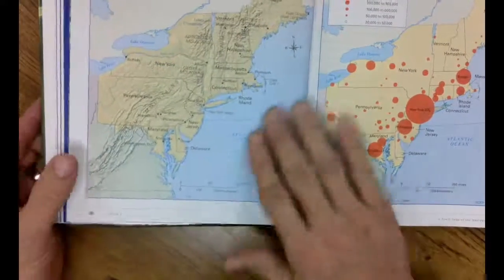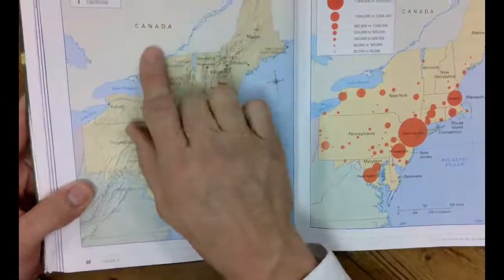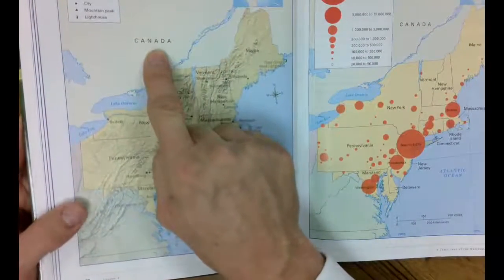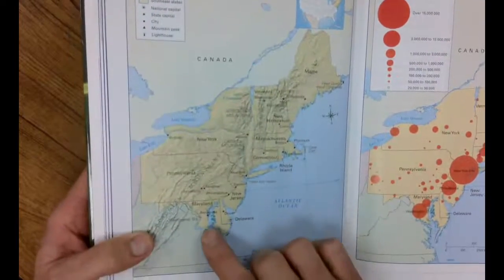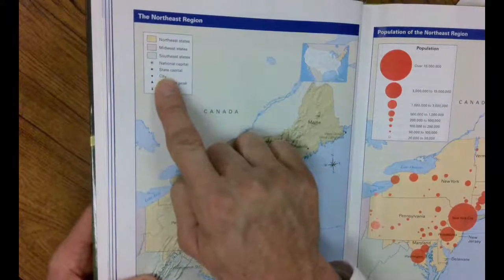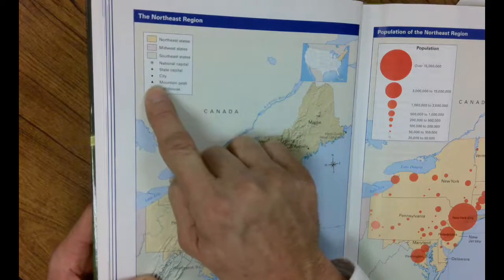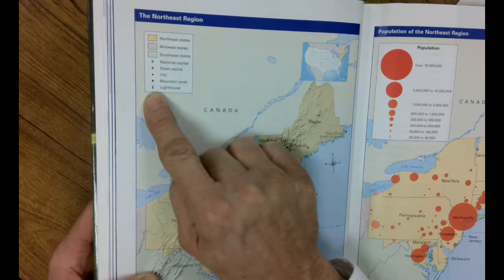The water is blue. You have a couple Great Lakes up here. Notice the Northeast borders another country. That's Canada to our north. We also can see that we have the national capital in this region. It's right here by Maryland. Stars equal state capitals. Major cities are circles. You got some mountain peaks, as well as a famous lighthouse in Maine.